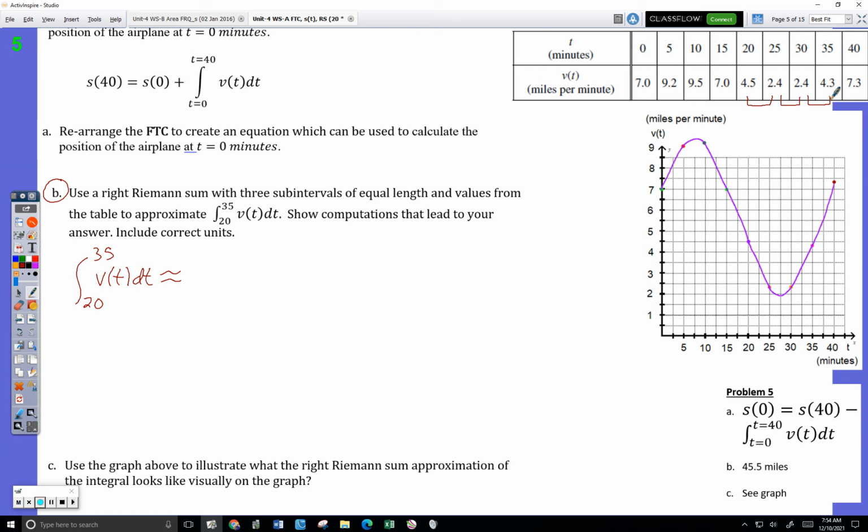4.5 times 10. No. In the vicinity, a point, but not correct. So it would be 2.4 times 5. There we go.